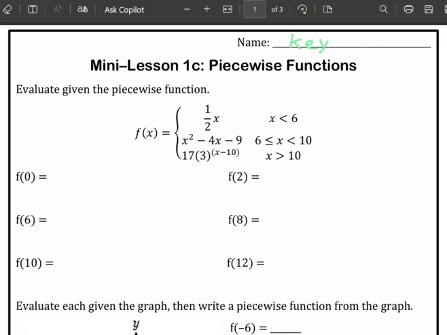We have three pieces. We have 1/2 x if x is less than 6. We have a quadratic, x squared minus 4x minus 9, if x is in between 6 and 10, with 10 not being included. And then we have the exponential, 17 times 3 to the x minus 10 power, for x is greater than 10.